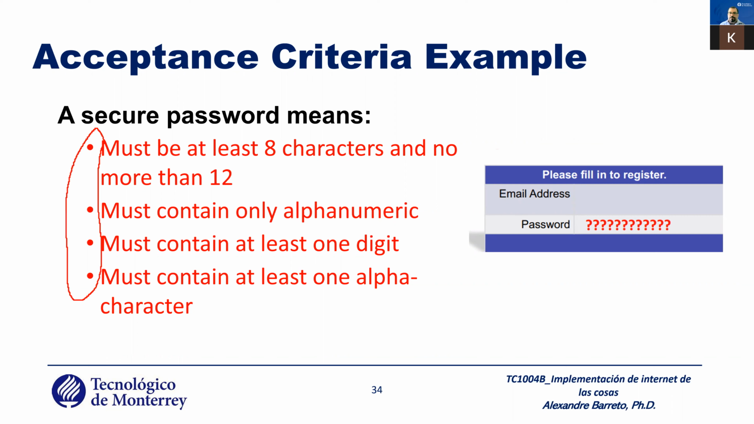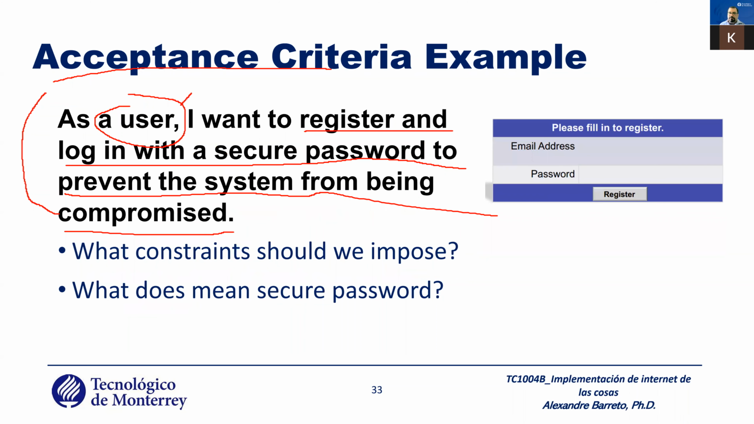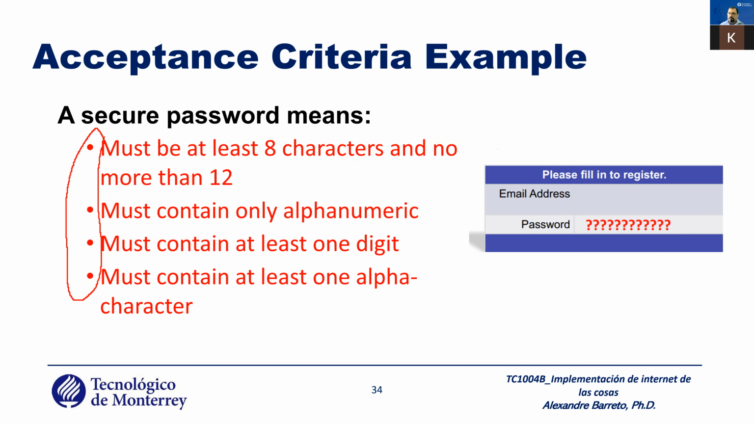Think here. Is it about the functionality, or is it about what it means, the constraints about the previous user story? It's the constraints. The passwords that you use to register and log in need to match these requirements. It is acceptance criteria. Any questions, guys? Do you think you can write user stories?